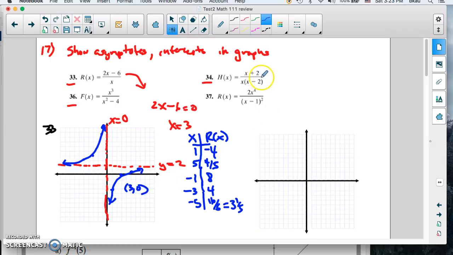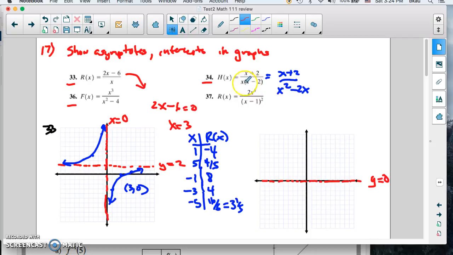Alright, moving on to this one. This one is x plus 2 divided by x squared minus 2x. It's factored, so that's good because it'll help us find the asymptotes. So this one also has a horizontal asymptote at 0 because the top is smaller than the bottom. So we have a horizontal asymptote at 0 right here. Y equals 0.